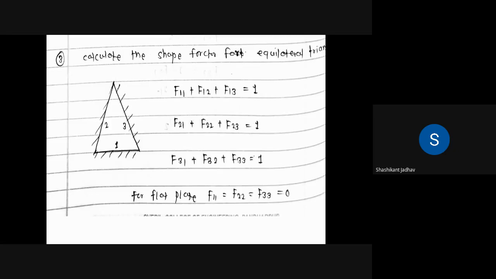And that value becomes 1. What will be the sum of all three? It will be 1, the total energy transfer. What is the meaning of 1? 100% energy transfer. Okay, so for a flat plate, what are the values? If a flat plate is there, then F11, F22 and F33 will be 0. 1 to 1 energy transfer is 0, 2 to 2 is 0, 3 to 3 is 0. So we get three shape factors by using that concept of the flat plate, that is F11 is equal to F22 is equal to F33, and that value becomes 0. Did everyone understand? Since these are flat plates, for 1 to 1, 2 to 2 and 3 to 3 we get the value as 0.